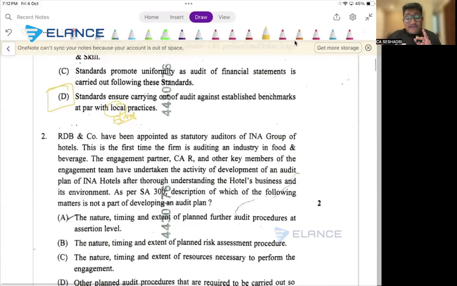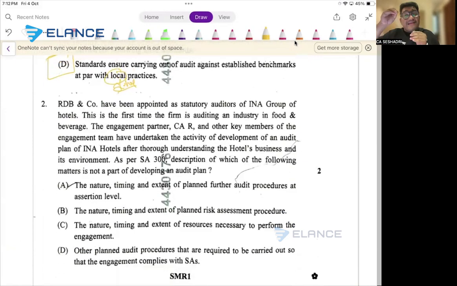Next one, again, don't read all these things. Come to the last line of the question. As per SA 300, description of which of the following matters is not a part of developing the audit plan. Audit plan, contents of audit plan, developing audit plan. What are the contents of audit plan? Audit procedures, risk assessment procedures, further audit procedures. Basically, plan means nature, timing, extent of audit procedures.